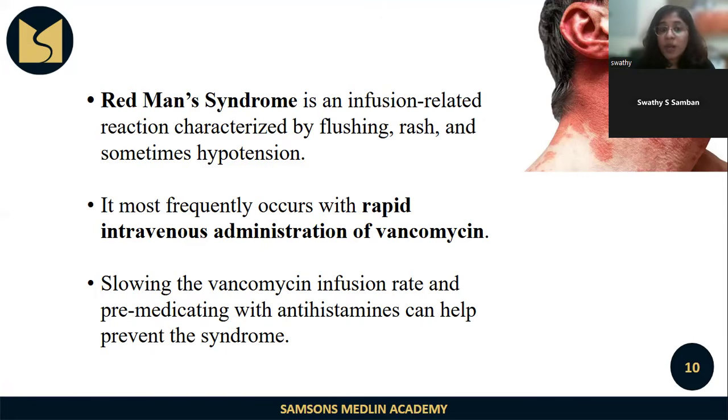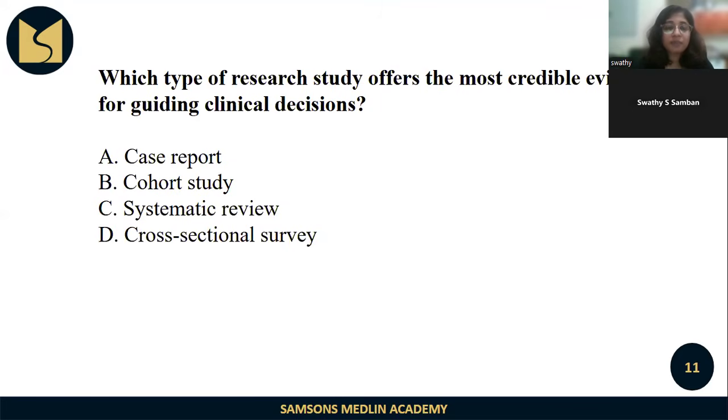So this can actually be avoided. You need to slow the vancomycin infusion rate, and even pre-medicating with antihistamines can stop this syndrome from happening. Remember, whenever you see red man syndrome, it's a vancomycin related ADR. Okay, so let's move on to the next question.